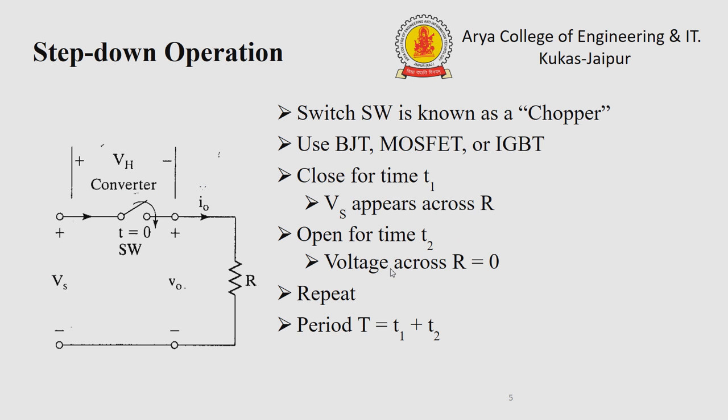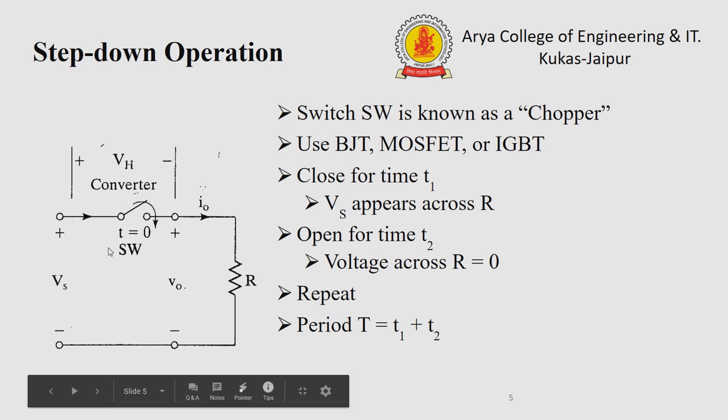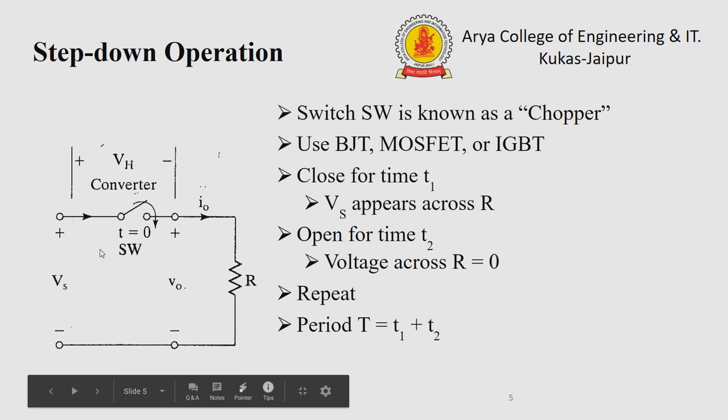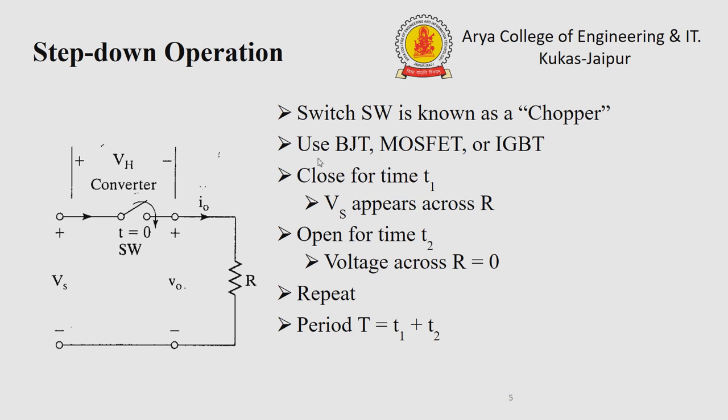Now the step down operation. In the step down operation, SW is the chopper switch, R is the load, and V is the input supply, and V naught is the output voltage. When SW switch is on, SW is known as a chopper. In this circuit, we can use BJT, MOSFET, or IGBT.